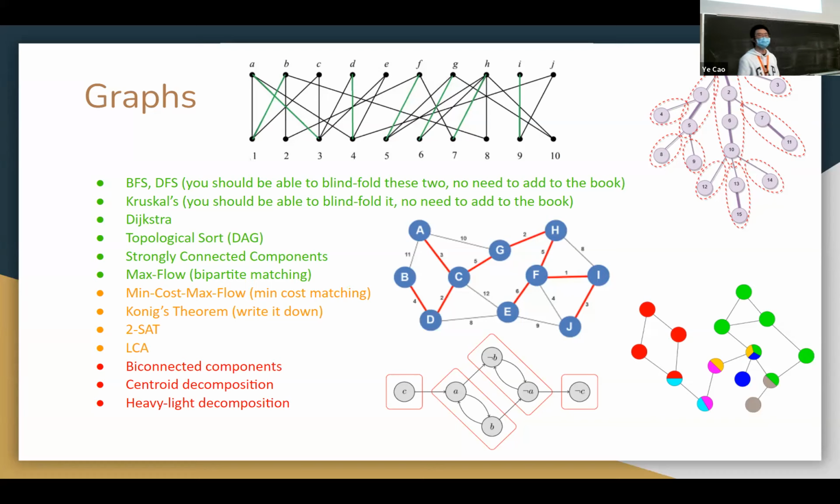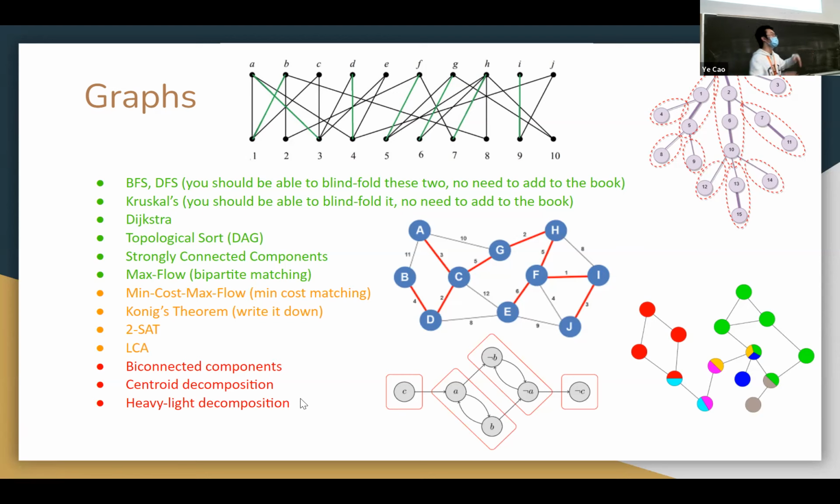2-SAT. SAT is not like the test you have to take to get into college. The full name is the Boolean satisfiability problem. So given a bunch of Boolean clauses, does there exist a way to assign the Boolean variables to true or false, such that the entire clause is true? Very powerful modeling tool. Probably have it in your book. The reason it's in the graph section is because the algorithm you use to solve 2-SAT is somehow related to the strongly connected components of a special type of diagram, as you can see here in the slides.